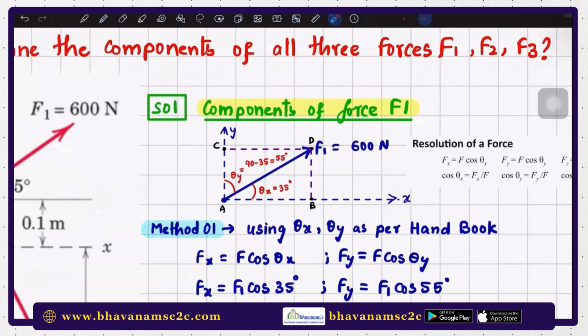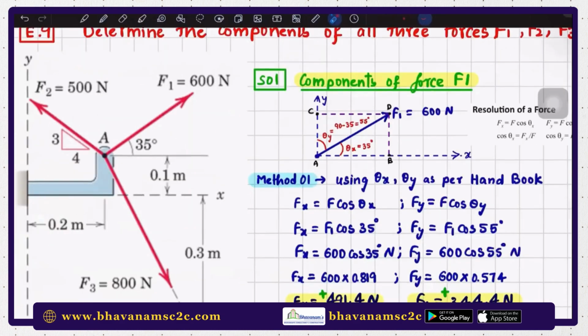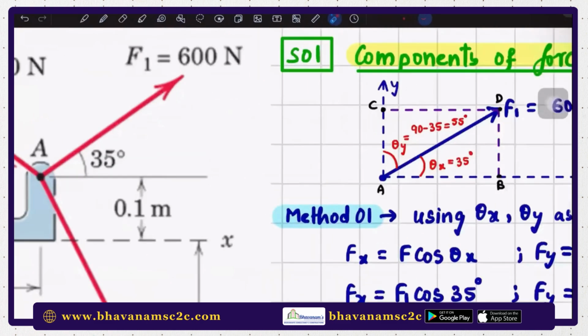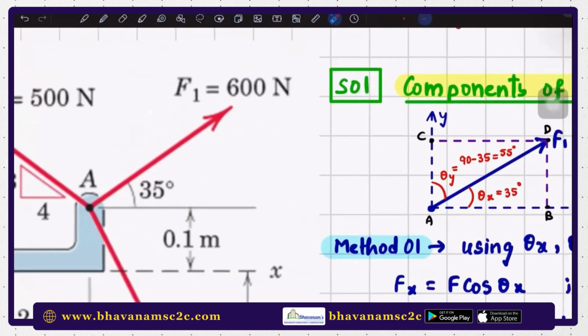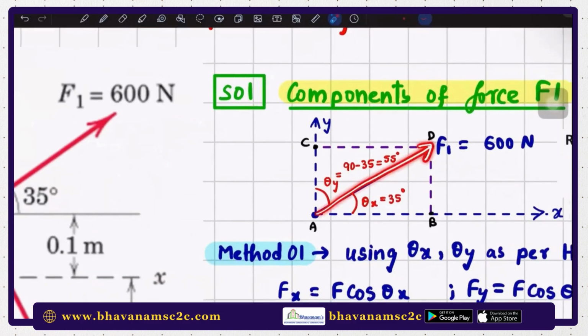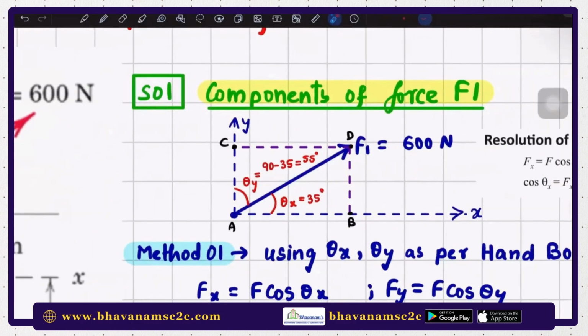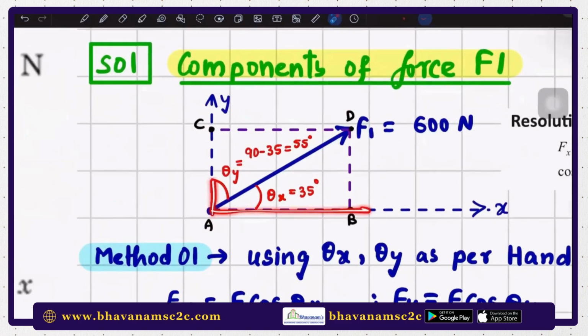As I said, everything is very simple, guys. No need to worry. Just follow my method. Now I am dealing with the vector F1, so I marked it F1 here. If nothing is mentioned, make this axis as X and this axis as Y. Next step, mark the starting point as A and the ending point as D. Then draw the lines parallelly in both the directions and make a rectangle.